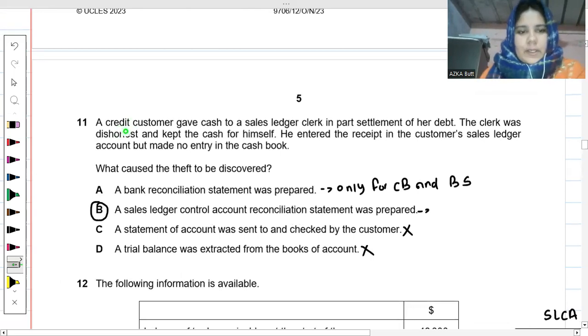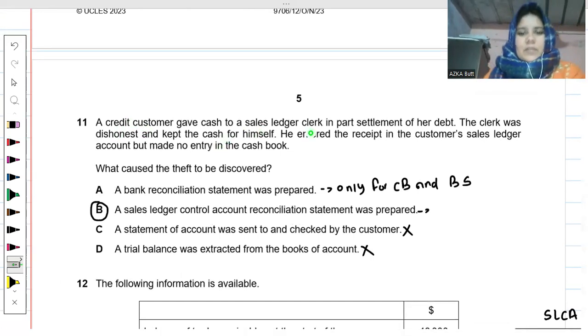MCQ 11. A credit customer gave cash to a sales ledger clerk in part settlement of her debt. The clerk was dishonest and kept the cash for himself, and he entered the receipt in the customer's sales ledger account but made no entry in the cash book. In option A, the examiner asks what caused the theft to be discovered, how this theft was discovered.